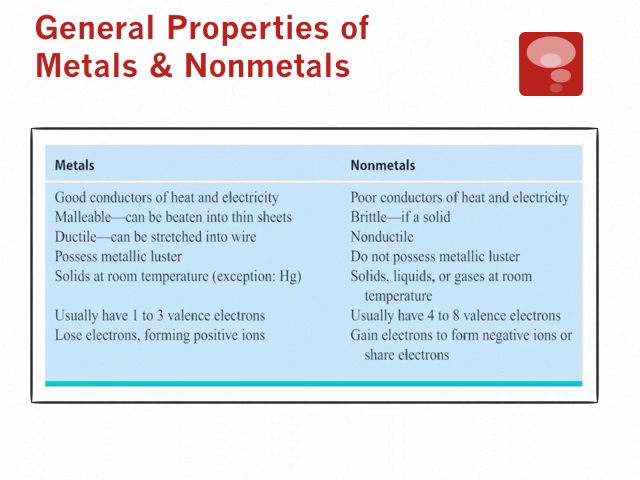The majority of metals are solid at room temperature, except for mercury. Nonmetals can be solid, liquid, or gases at room temperature. And again, metals will lose electrons to form positive ions, whereas nonmetals will gain electrons to form negative ions, or they will share electrons.